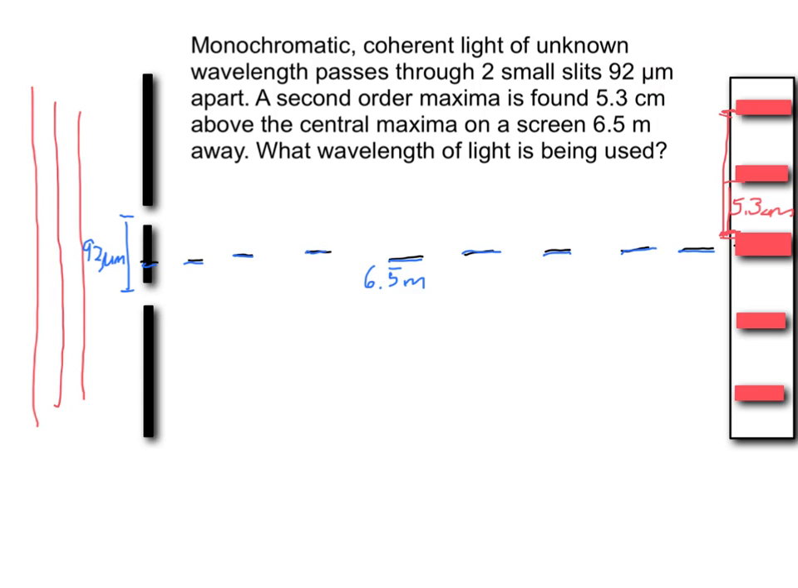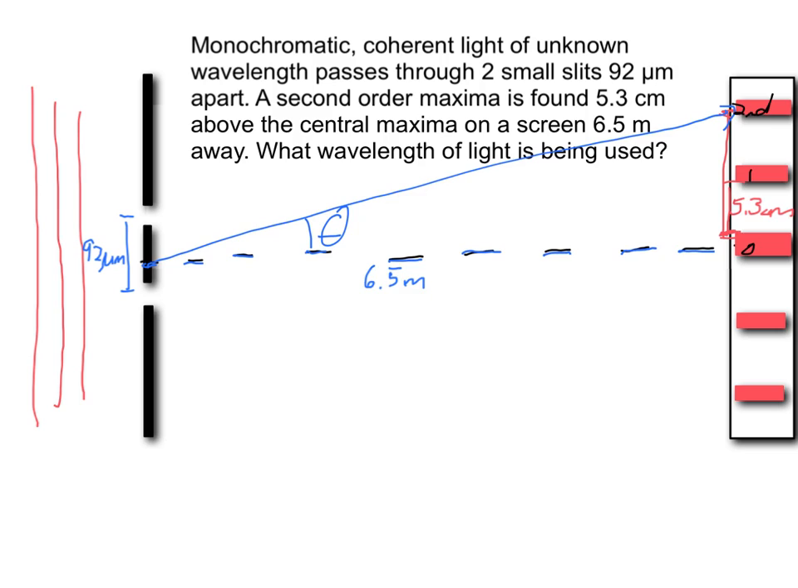Now drawing in what I actually have here, I've got some angle, theta, going up to the second order maxima, 5.3 centimeters up. Never mind me drawing it to the first order maxima there. 5.3 centimeters up to the second order maxima. Here's the second order right up there, here's your zero, here's your first, counting up. And I'm looking for the wavelength of light.